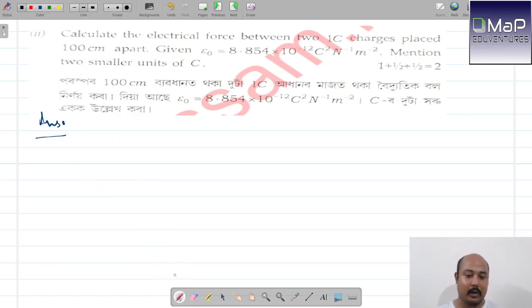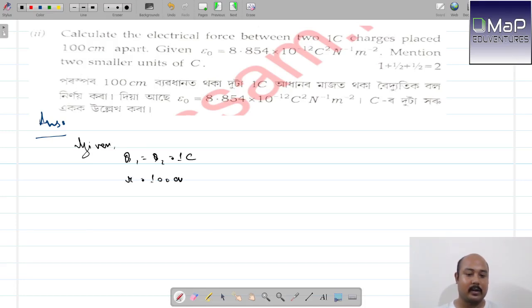Given both charges are equal, so q1 and q2 both are equal to 1 coulomb given, and the distance between them is equal to 100 centimeter.